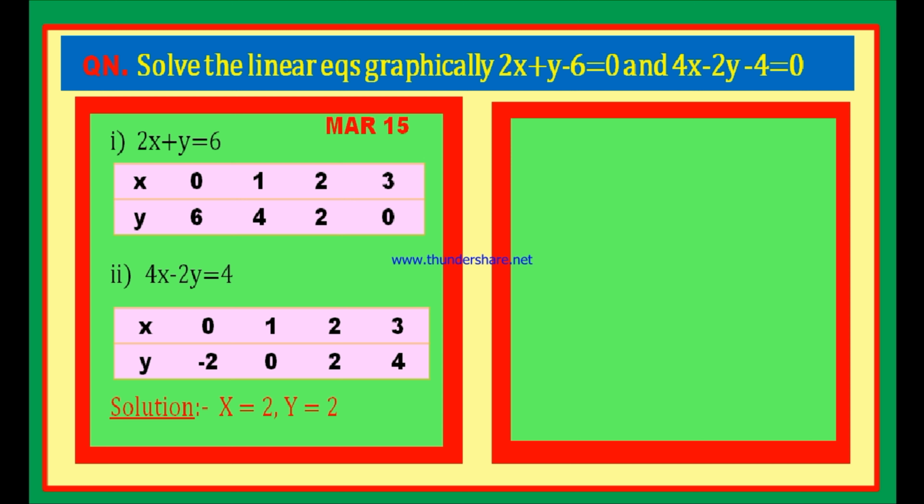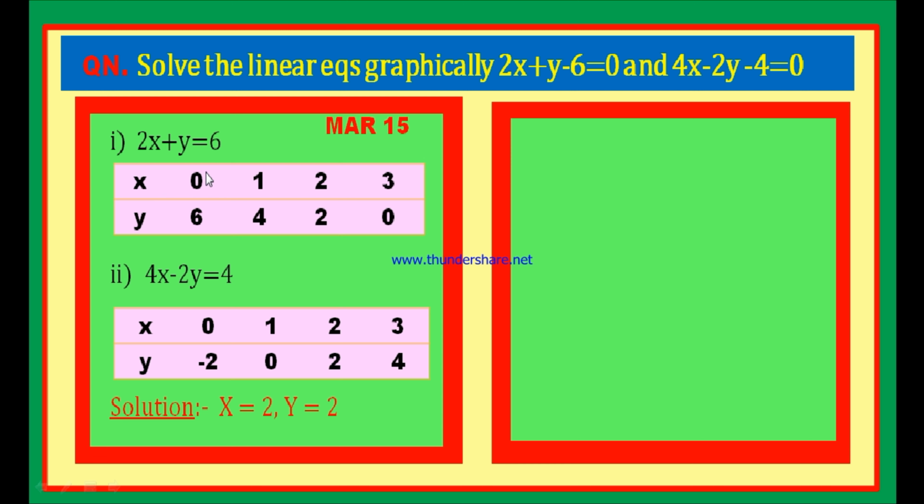and then verify where these two lines are intersecting. First of all, in order to draw the straight line, let us take the equation and form a table. The first equation given is 2x plus y minus 6 is equal to 0. Let us take this minus 6 to the other side, then 2x plus y is equal to plus 6. Here the first row is for x values and the second row is for y values.